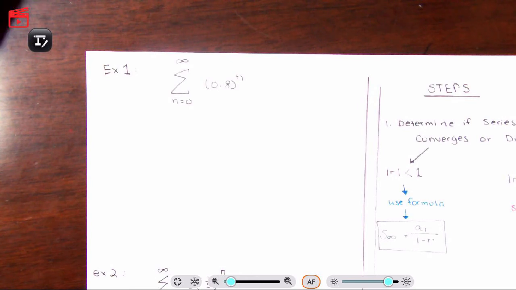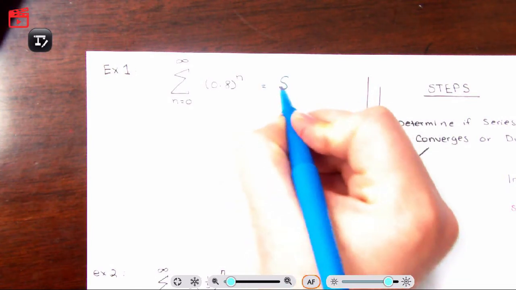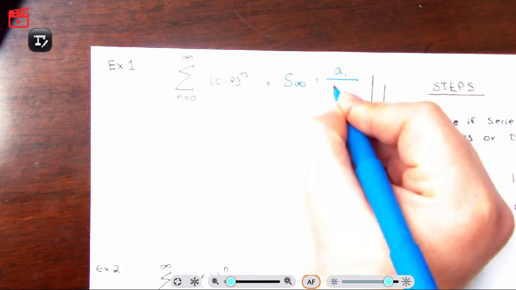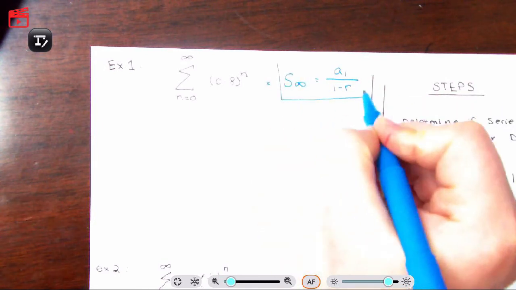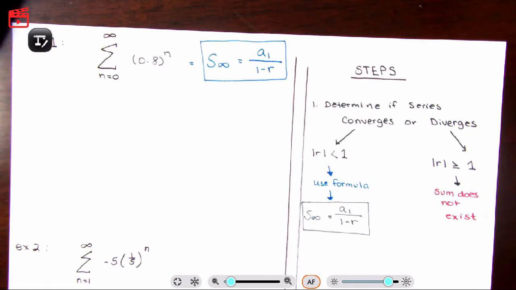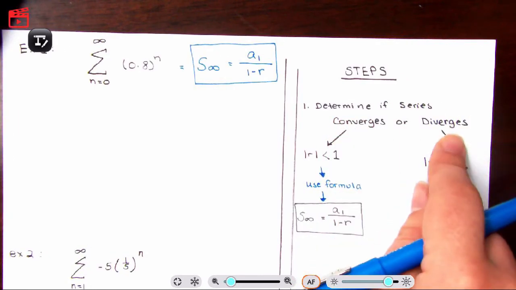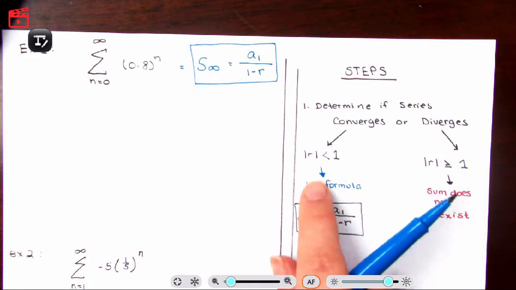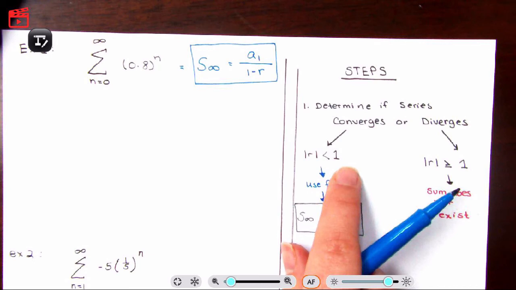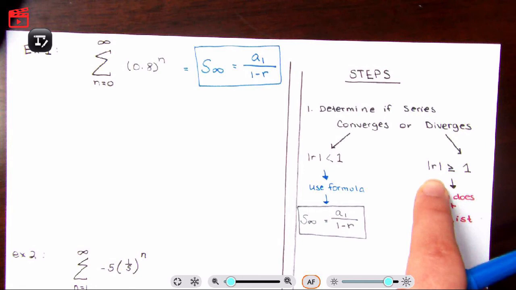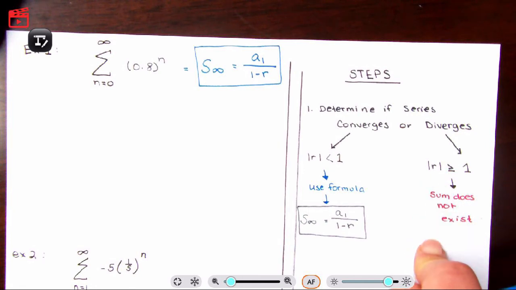Okay, our formula is S of n, or in this case, S of infinity, because we don't have an upper limit, is equal to a sub 1 over 1 minus r. Now, before you jump into solving anything, be extremely careful about your steps. These are your 2 steps, technically 1, technically 2. The only step that you need to worry about is to determine if a series converges or diverges. If it converges, then the absolute value of your common ratio is less than 1. Then you use the formula. If it diverges, your common ratio is greater than or equal to 1, and the sum does not exist. Therefore, it diverges, meaning the sum does not exist.